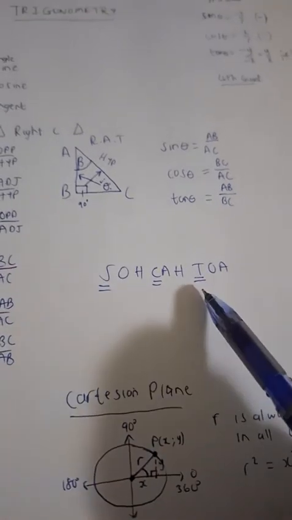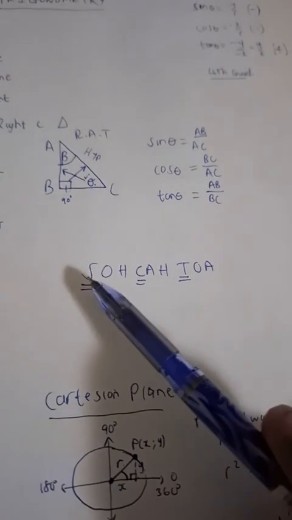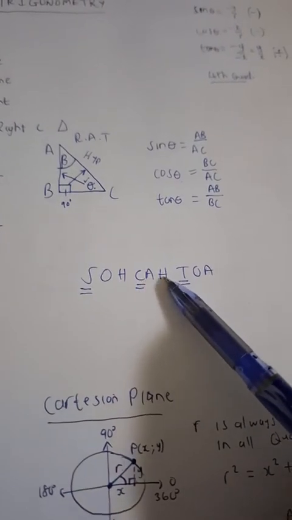Okay, and that's very important. Knowing the definitions is important. SOHCAHTOA helps us remember the definitions without much thought, because we know sine is always opposite over hypotenuse, cos is always adjacent over hypotenuse, and tan is opposite over adjacent.